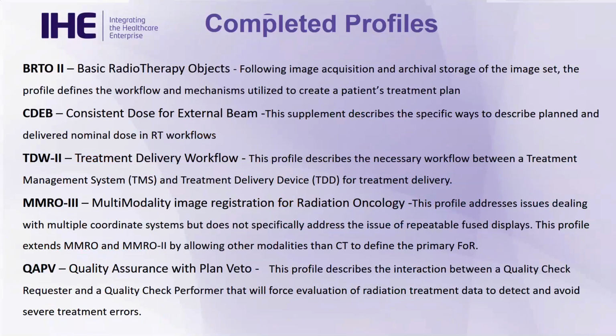Completed profiles. This is a listing of what these profiles are that are on the prior slide. I'm not going to read each and every one of these. Another one that I'm particularly fond of is quality assurance with plan Veto. This is a newer one that describes interaction between a quality check requester and performer, and it's to force evaluation of treatment data to avoid treatment errors. I particularly like that one.